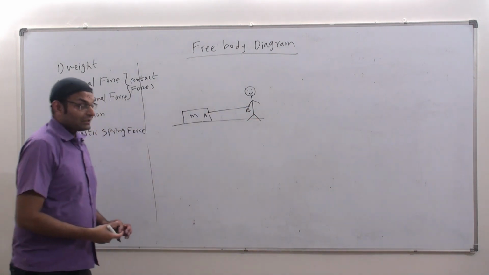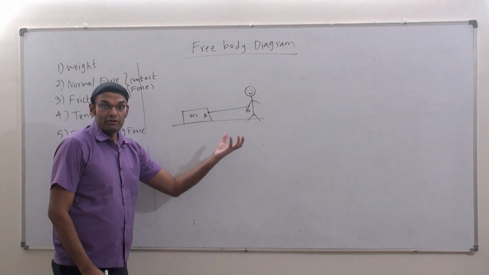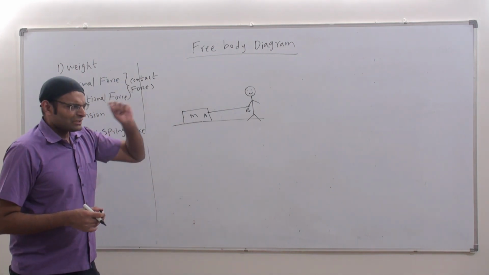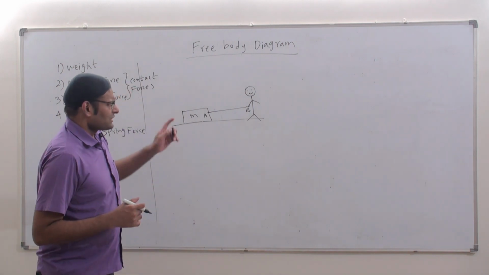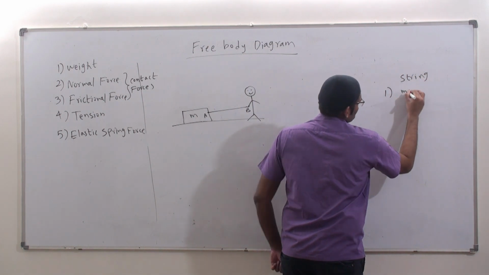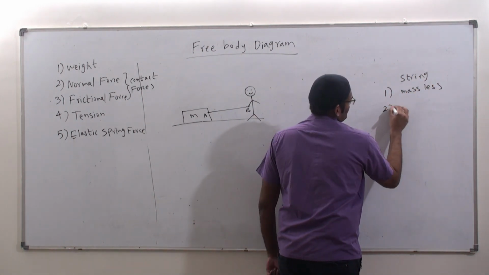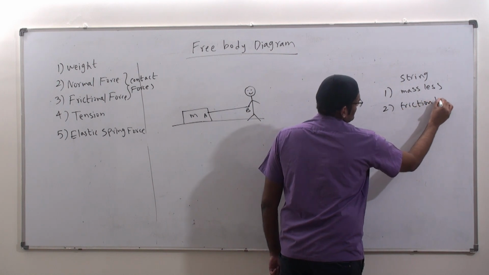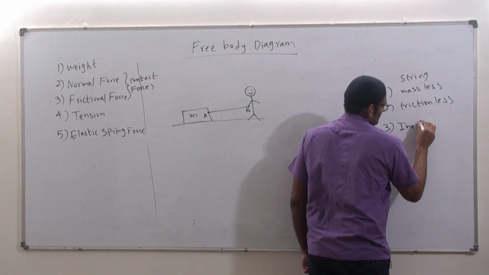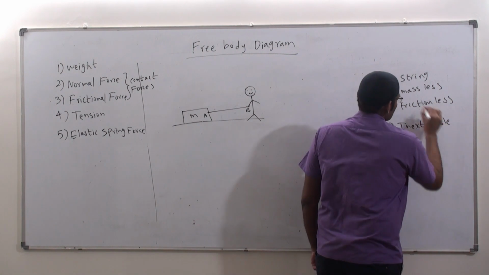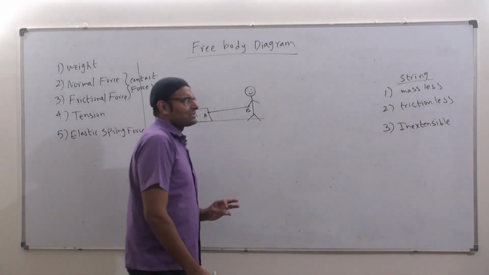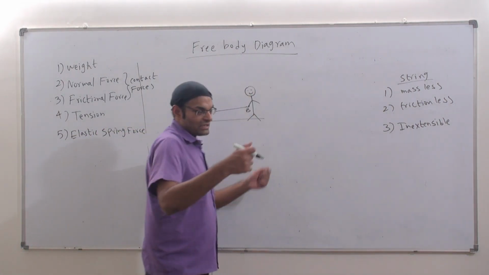Now what did I say? Tension force comes into the picture when you pull any object with a string, or when any object is connected to a string. There are certain conditions that we take into consideration while discussing this concept. The string is massless, frictionless, and one more thing, it is inextensible. These are the main conditions. The string that we consider while discussing tension force is massless, frictionless and inextensible, meaning it cannot be extended.